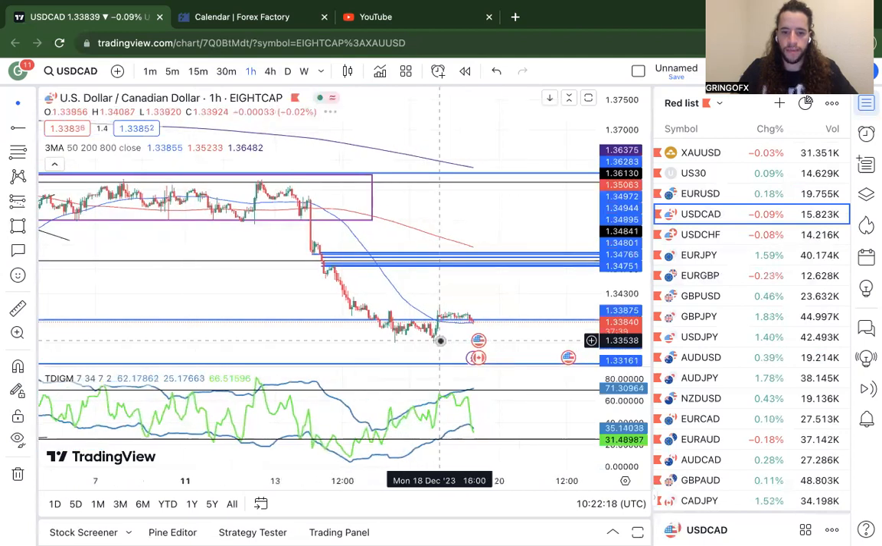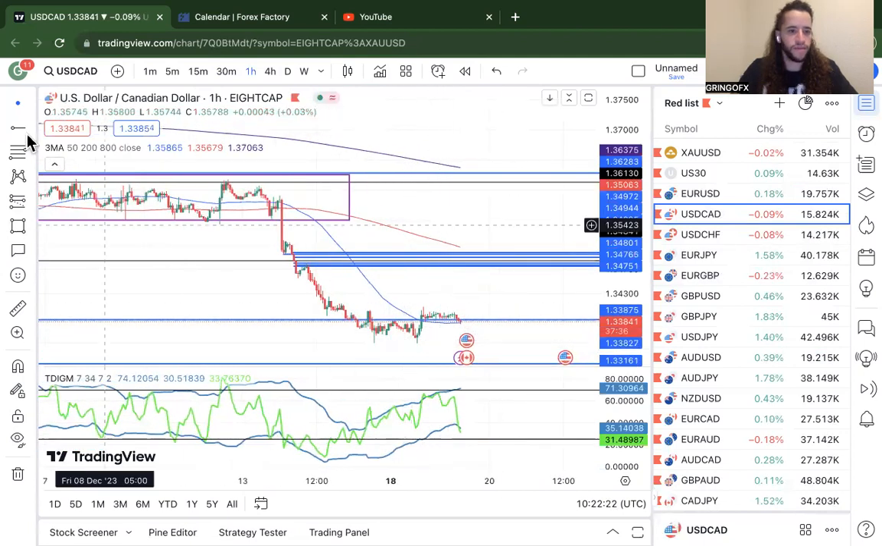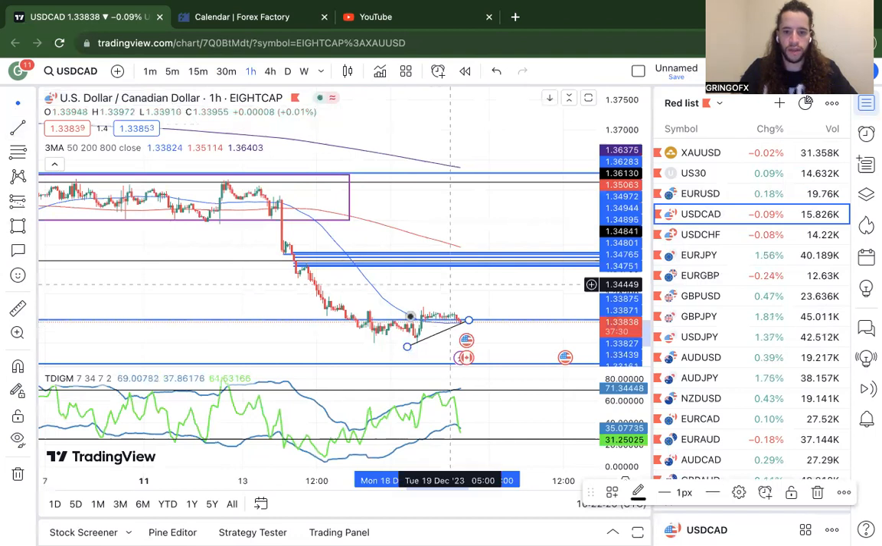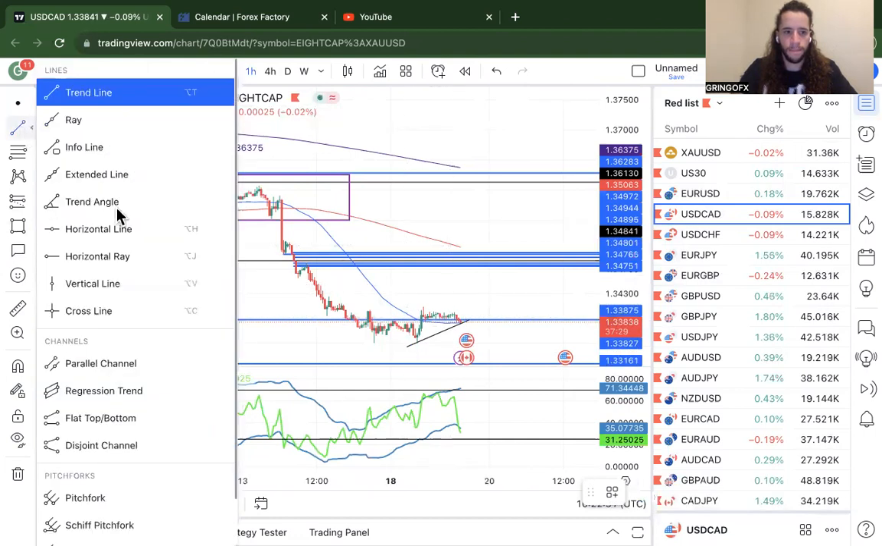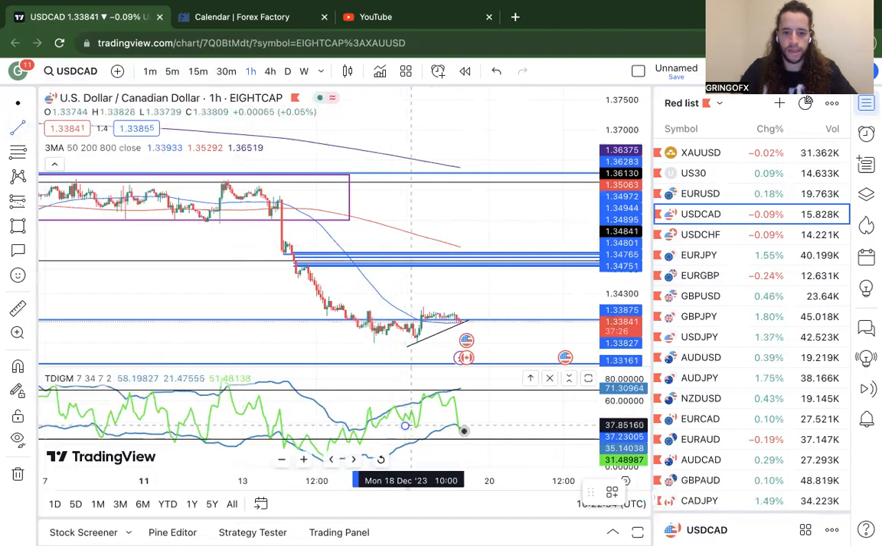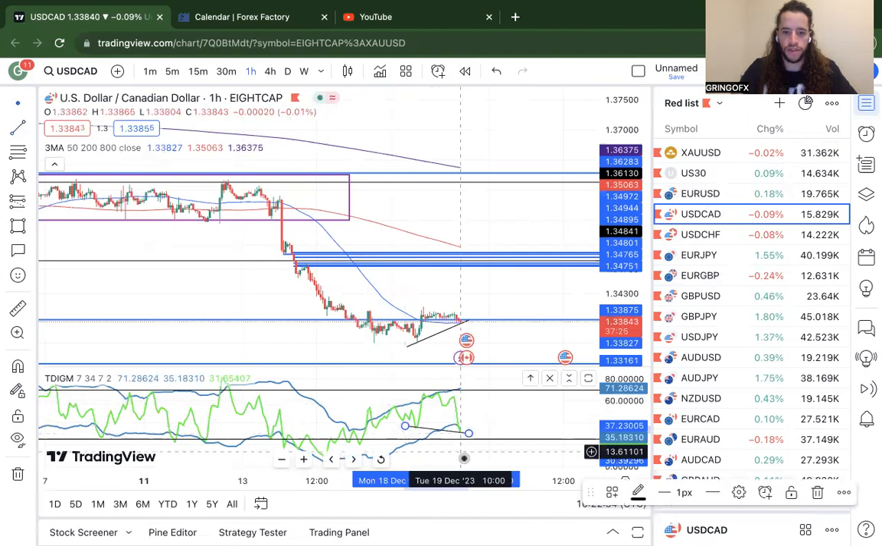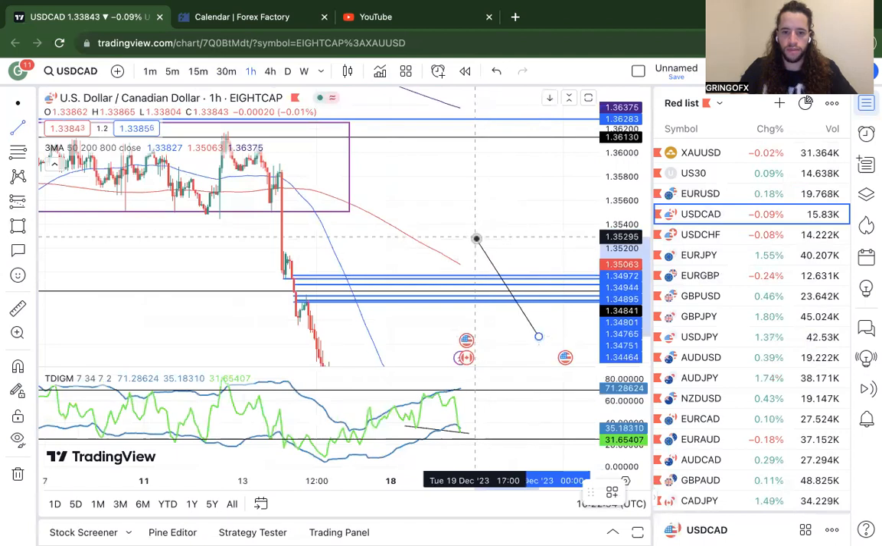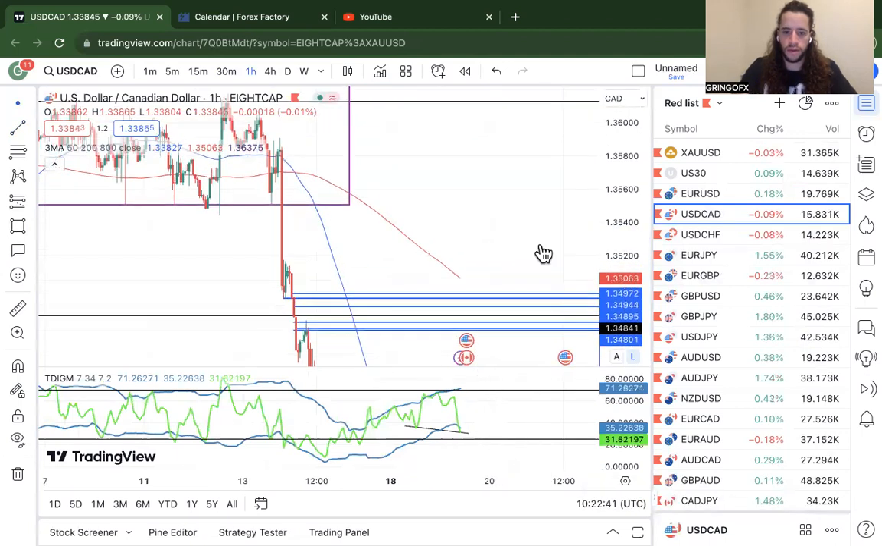I actually like USDCAD because we have hidden divergence here off the 50 moving average currently. I like this. And we have a nice shark fin starting to form here in USDCAD. So we could see a bullish move here.